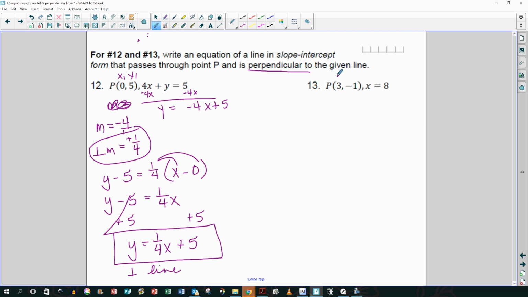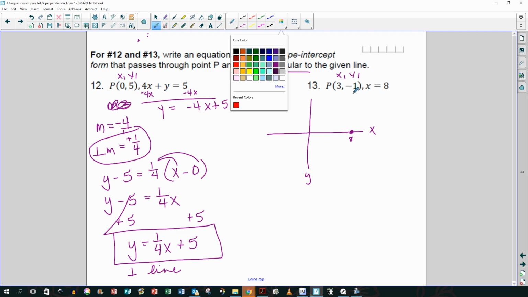Okay, here we have x1, y1. Now they're just telling me x is equal to 8. All right, well, let's graph it so we can see what it looks like, because x equals 8. What the heck does that even look like? So here's my x and my y. So x is 8. So here's 8. All that means is you have a vertical line through that point.